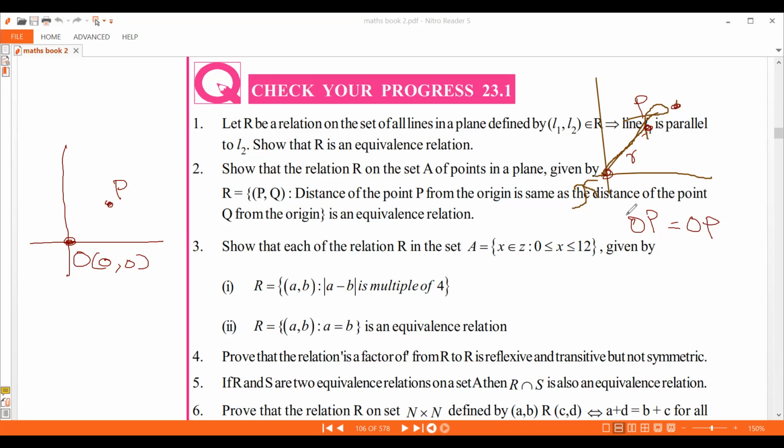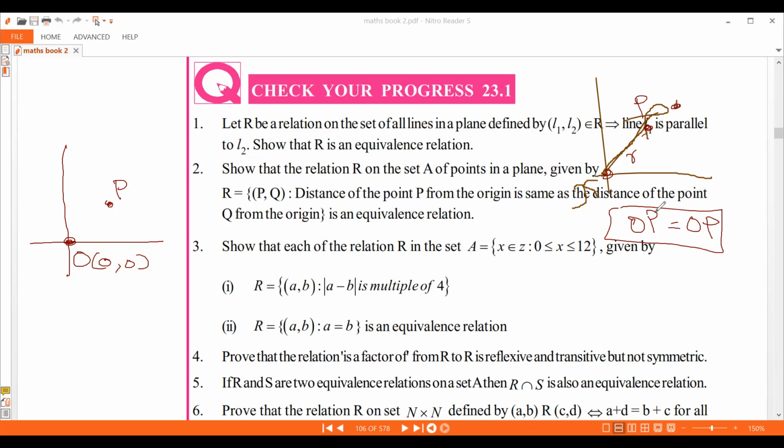OP is equal to OP. That's why you get the doublets. And for the other point you have OQ equal to OQ. For every point that they ask the distance of the point from origin, OP is equal to OP, OQ is equal to OQ. You can always find the doublets. No problem. And now you tell me the next one.